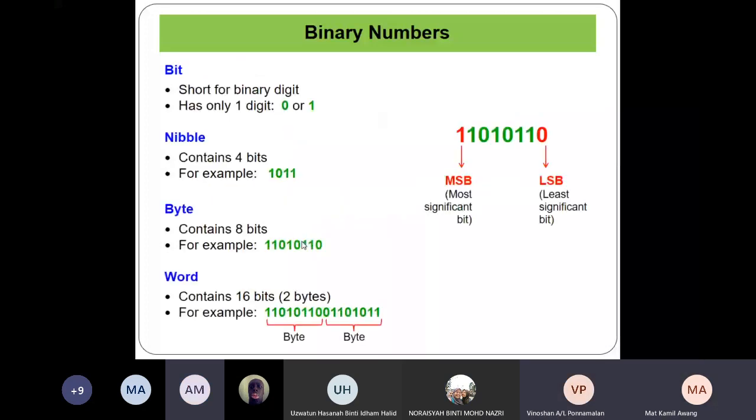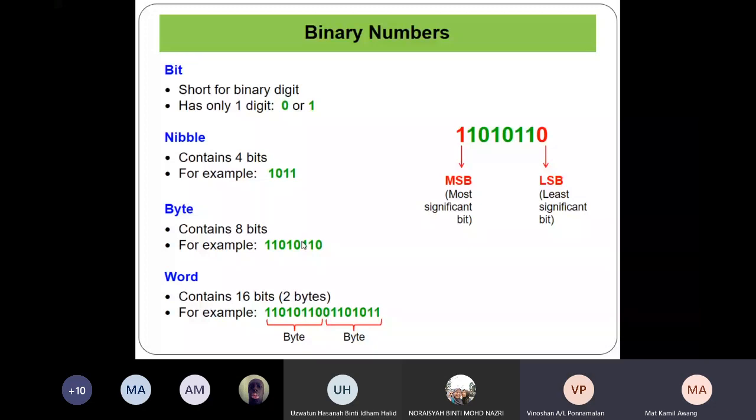So bit is actually short for binary digit, and it has only one digit. It is either 0 or 1. So when we say bit, it means 0 or 1. When you have 4 bits, it's called a nibble. For example, 1011 is 1 nibble. It can be any number as long as it's 4 bits. A byte contains 8 bits. It can be any number as long as it's 8 bits, then it's called a byte.